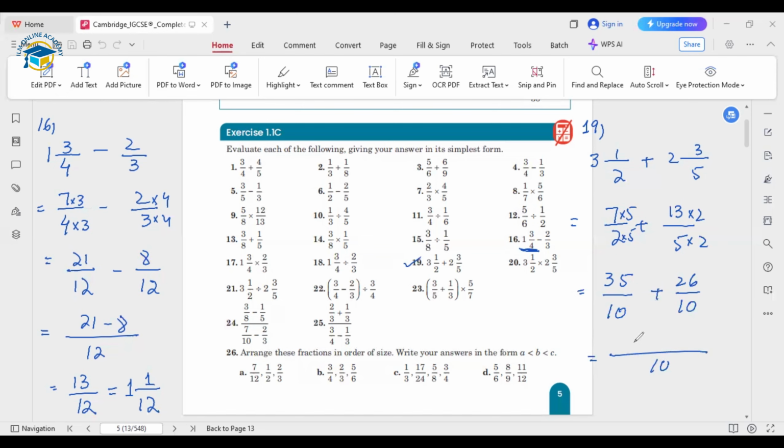So simply add the numerators together, 35 and 26. If we add 35 to 26, it would be 61. Here there is no need to change the number into decimal numbers. You need to convert them. Here we got an improper fraction again, so we will convert this improper fraction into a mixed fraction.